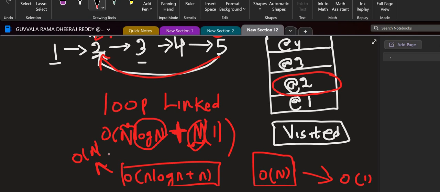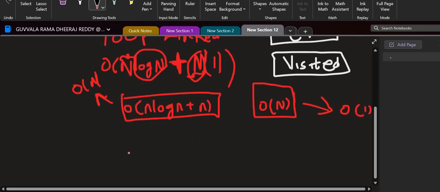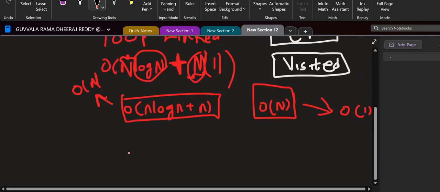But the approach I am telling now is a completely mathematical approach, a very, very important approach. I'm again repeating, it is completely based on mathematics. So let's discuss the optimized approach. Before discussing it, I want to tell some mathematical concepts.